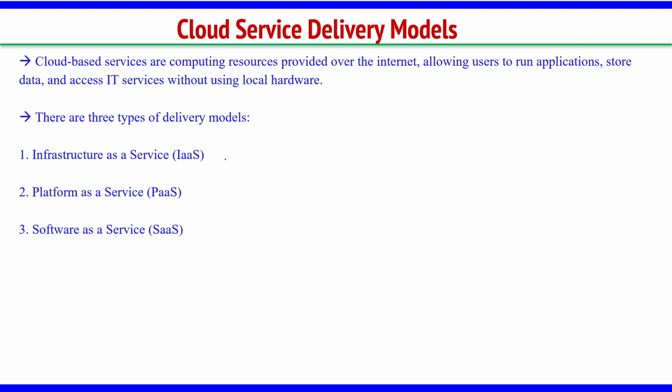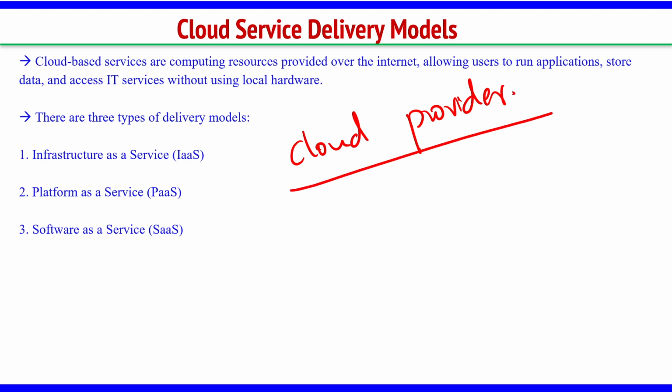In the cloud architecture, on the cloud provider side, cloud providers are providing us some services. They provide us three different types of services. One is infrastructure as a service, second is platform as a service, third is software as a service.